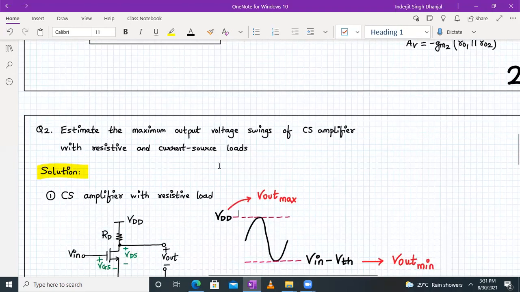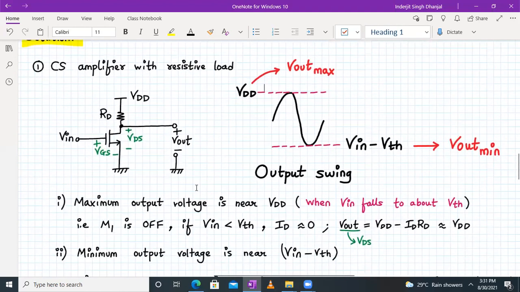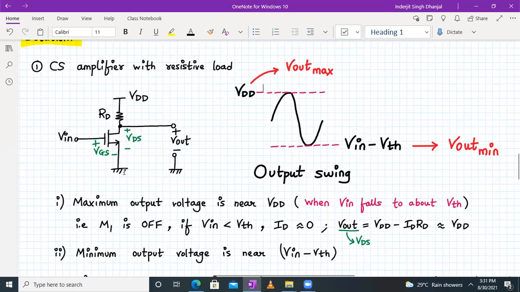So question number 2 is, estimate the maximum output voltage swing of a common source amplifier with a resistive and a current source load. Okay, so they are asking us to find the maximum output voltage swing for a common source amplifier, first with resistive load. So let us begin. First of all, we draw a common source amplifier with resistive load. The load we have considered as RD. So here Vin is equal to VGS, Vout is equal to VDS. That is very well known to us, right?